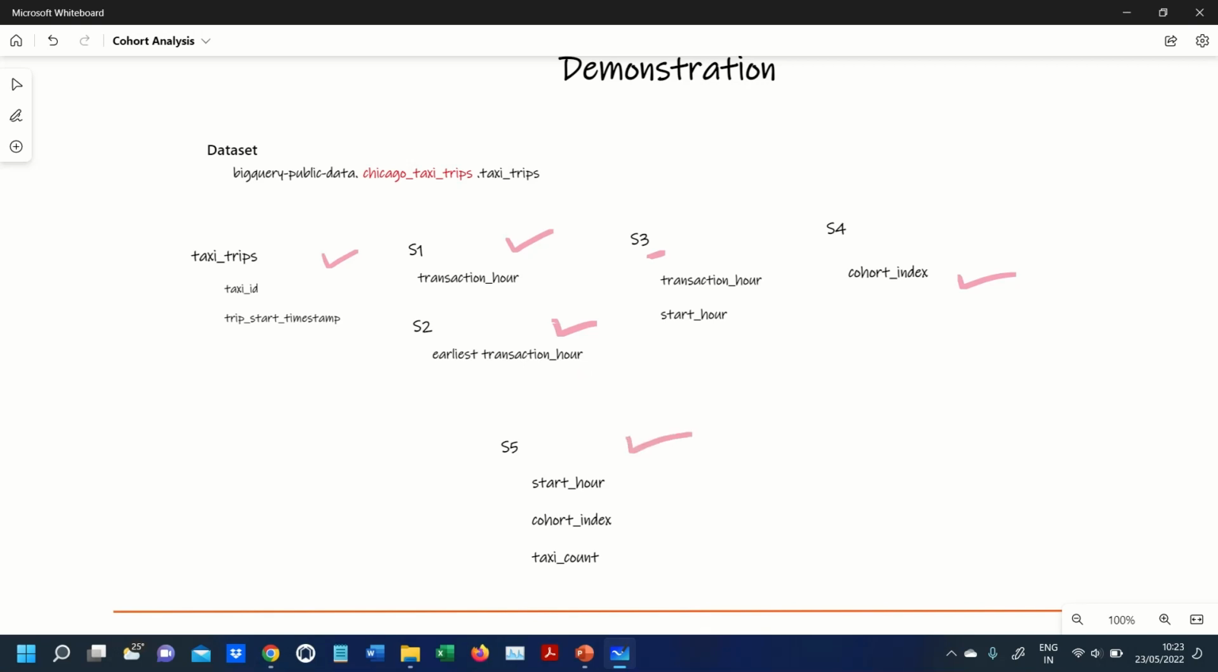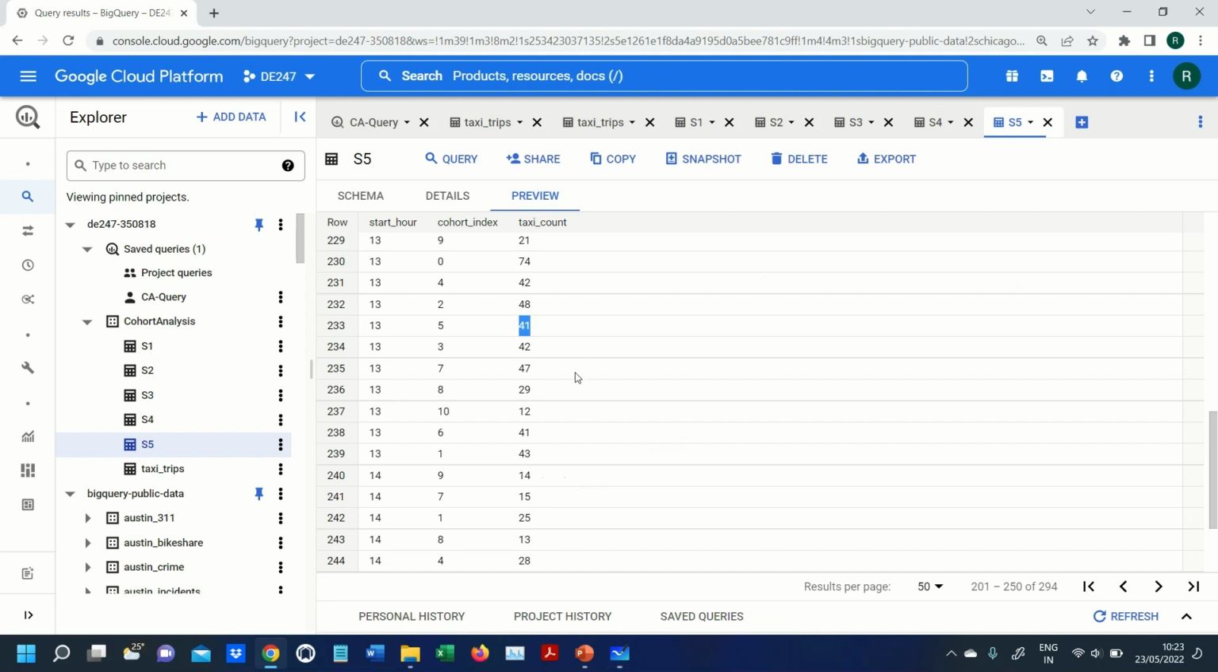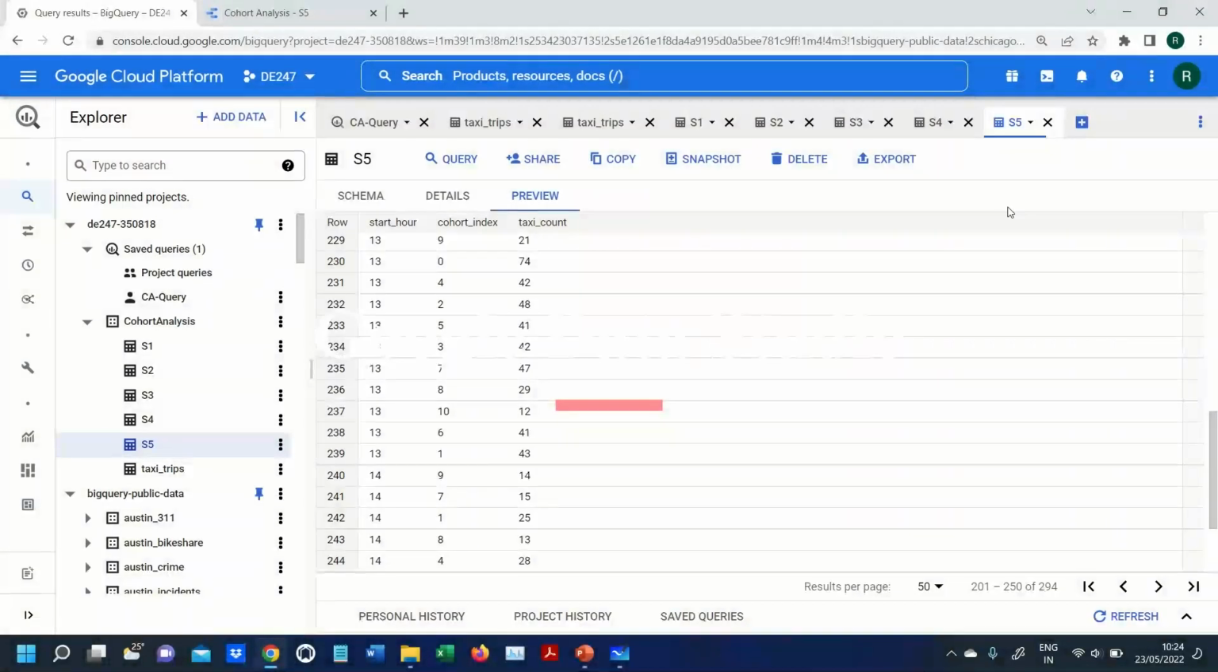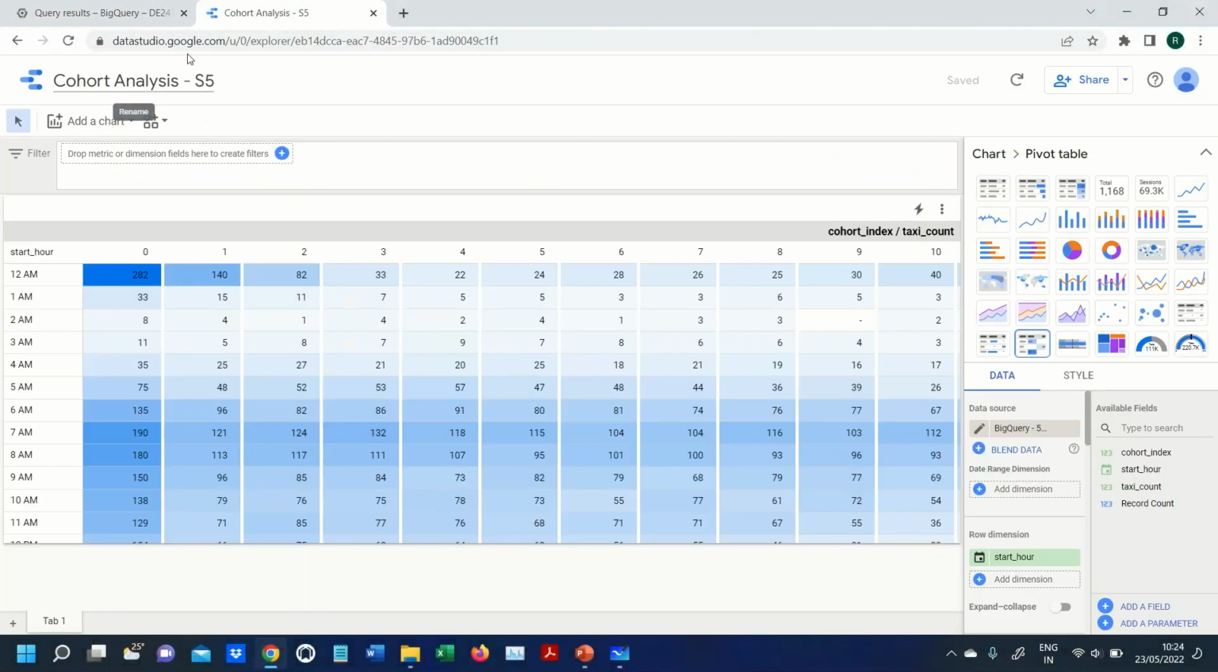Okay, so now what we need to do is explore this particular data using our Datastudio. So when we explore this using Google Datastudio, connecting this same table, the S5 table, and creating a pivot table with heat map, this is the analysis we get.